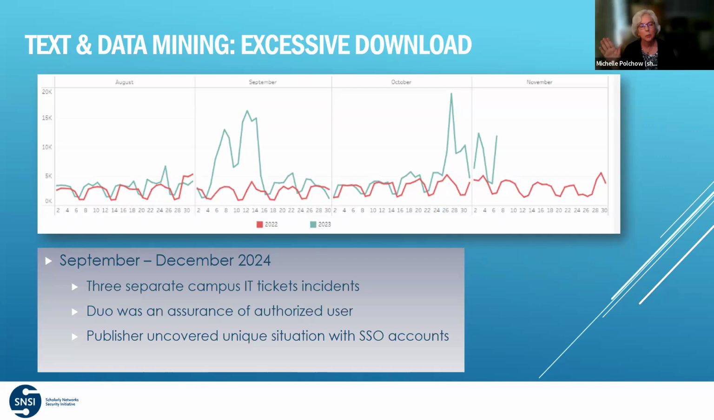So we went back to campus IT, and campus IT assured us that although the users appeared to be in a geographic location outside of the United States, the only way they could enter the system was using Duo, the second security level, second factor authentication. So campus IT took the ticket and said, these are authorized users. If they don't use Duo, they're not going to get access. If they use Duo, then they must be authorized users.